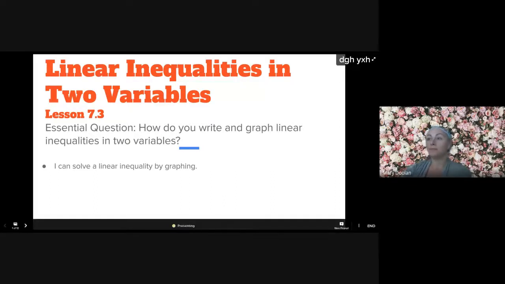Okay, and so your EQ is how do you write and graph linear inequalities in two variables, and your I can statement is I can solve a linear inequality by graphing. So that's what we're going to try to accomplish today.